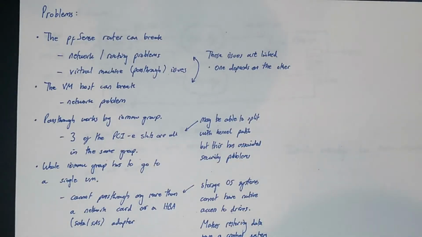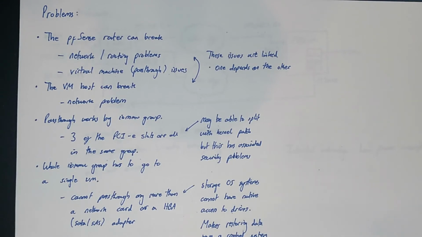So the problems that I have now are that the system is quite complex, and the pfSense router can break. There can be a network or routing problem, often caused by another machine. If I'm doing an experiment with some networking upstairs, I can accidentally misconfigure something and take down the network. You get a routing loop or something of that nature, and it takes down the pfSense router and it no longer functions properly.